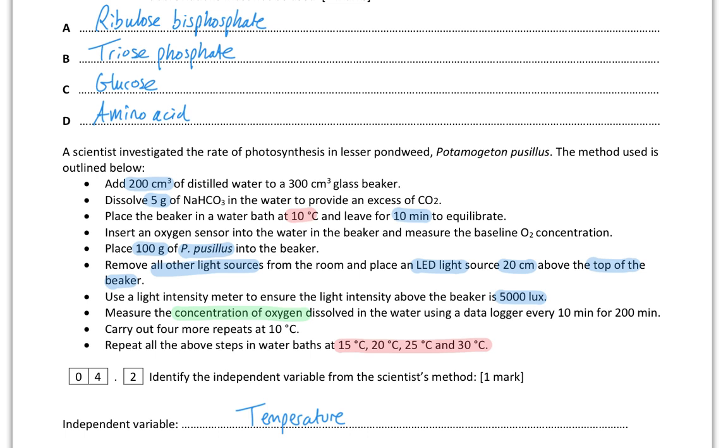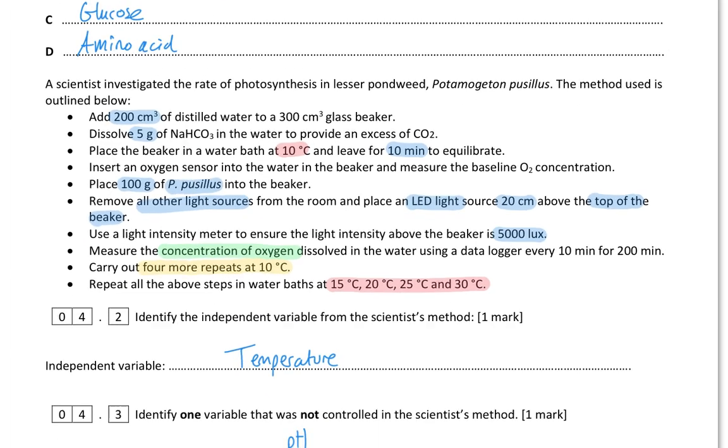That is not a control variable. How often you record something is not a control variable. Carry out 4 more repeats at 10 degrees C. So again, not a control variable. That's so my mean is reliable, and I can spot anomalies, etc. It'd be better if it was a numbered list, but they've tried. So independent variable is temperature. I've already cottoned onto that because that's what we are varying.